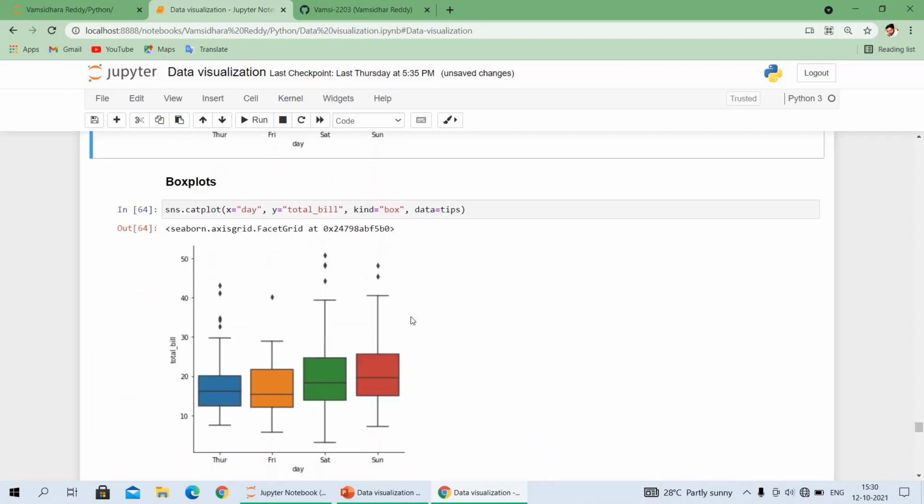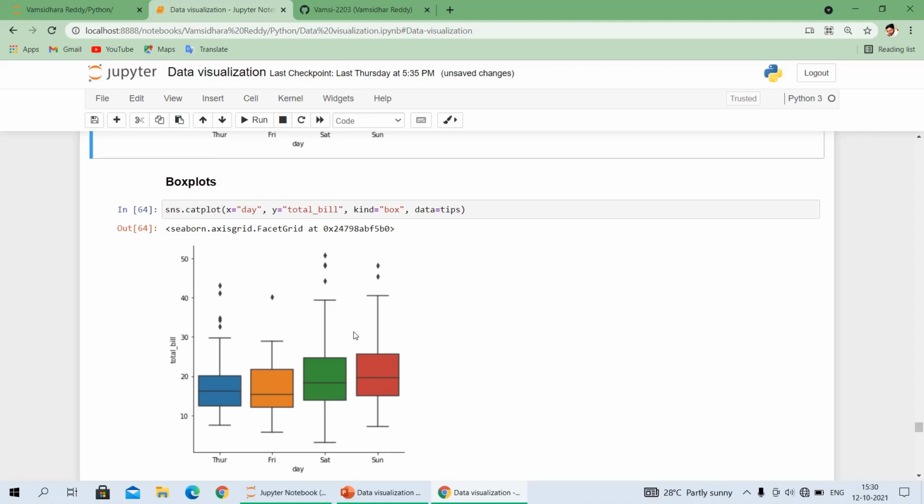And the next one is the box plot. The box plot is very important for finding outliers. These dots are the outliers, the remaining dots outside the box. For that case, I'm using kind equals box.